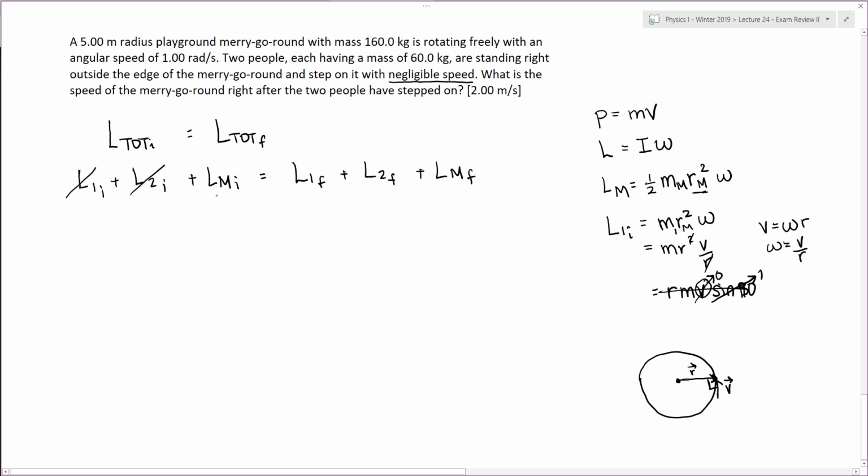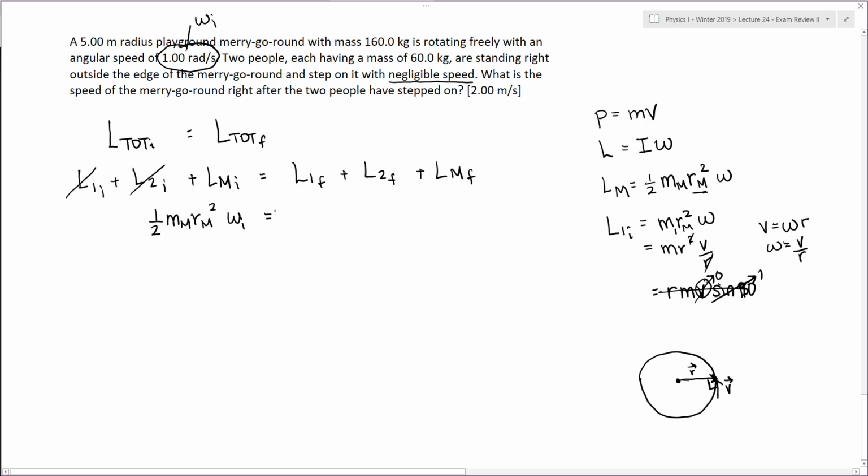So let's put in the formula for the angular momentum of the merry-go-round initially before the people jump on. So it would just be 1/2 mass of the merry-go-round, radius of the merry-go-round squared, times omega. Okay, and we know the omega is right here. So this is my initial omega. I'll put an I for initial.